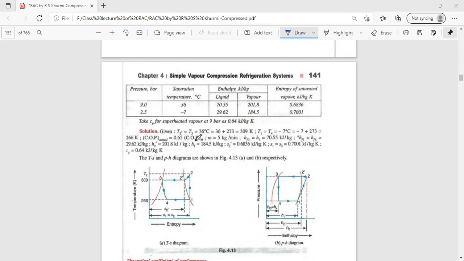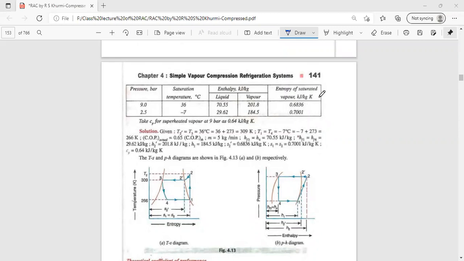So first we have to calculate the theoretical COP of the system. In order to calculate that, we have to find the enthalpy at 1, 2, 3, and 4. What is given is the enthalpy in the liquid and vapor states, and the entropy of the vapor at saturated vapor. These are the given parameters.